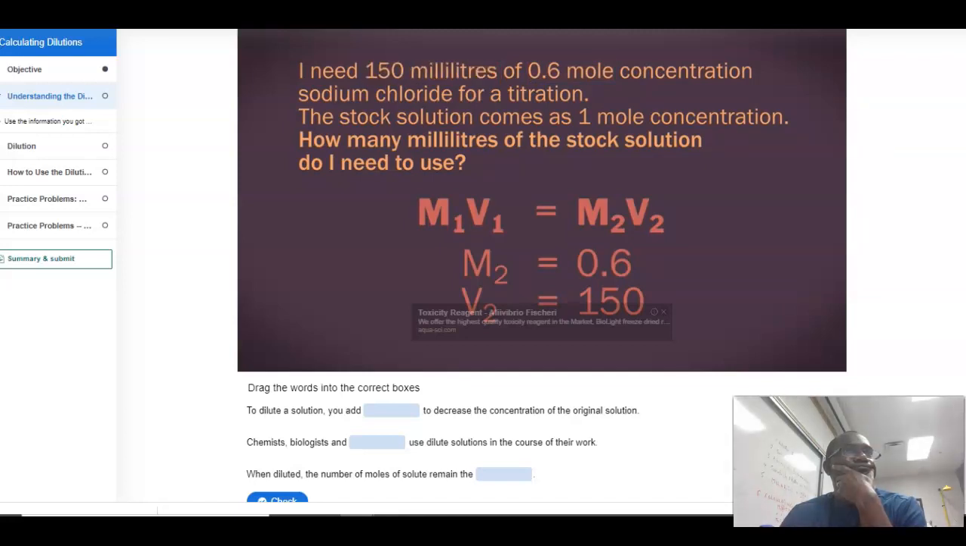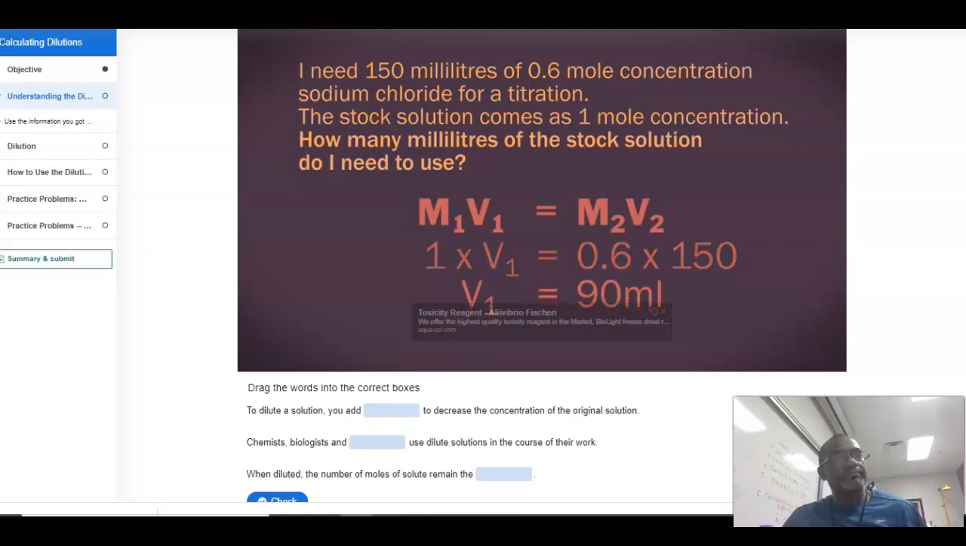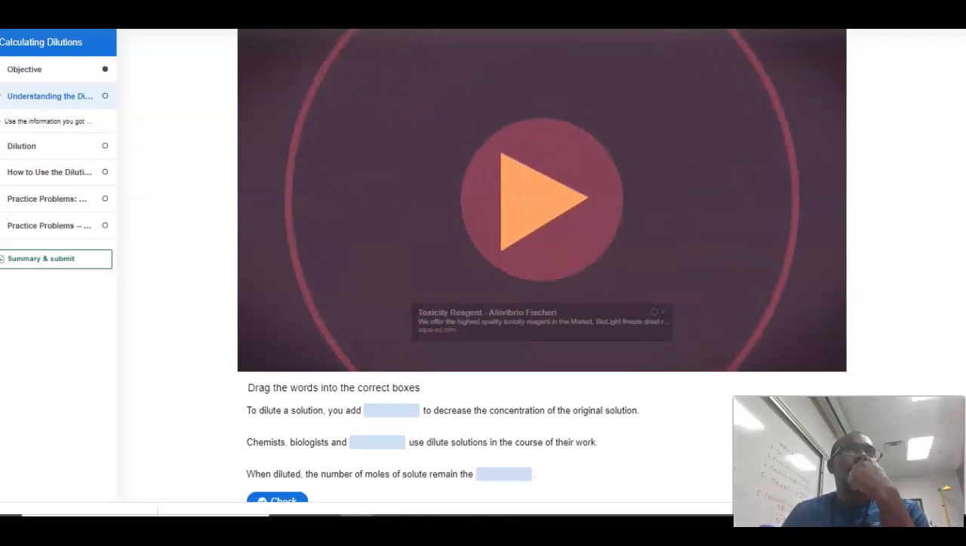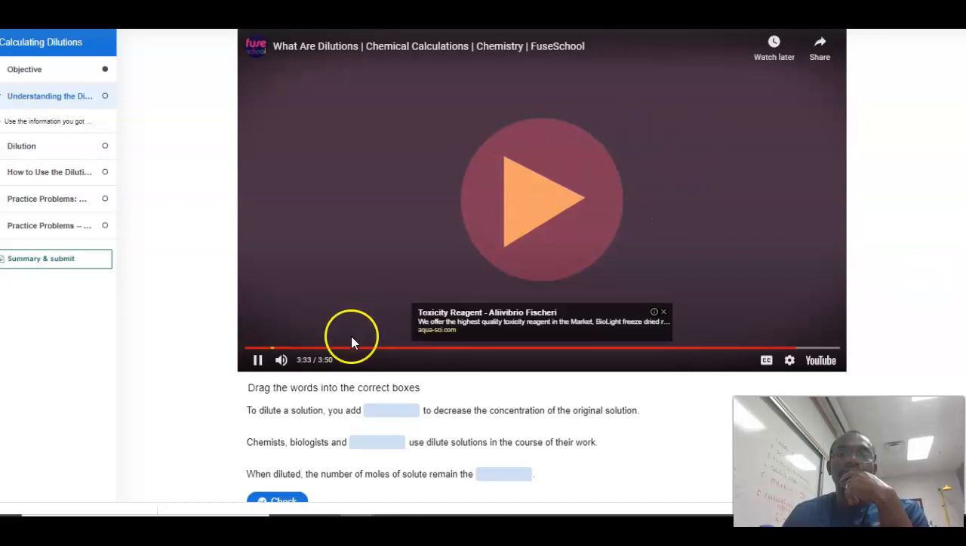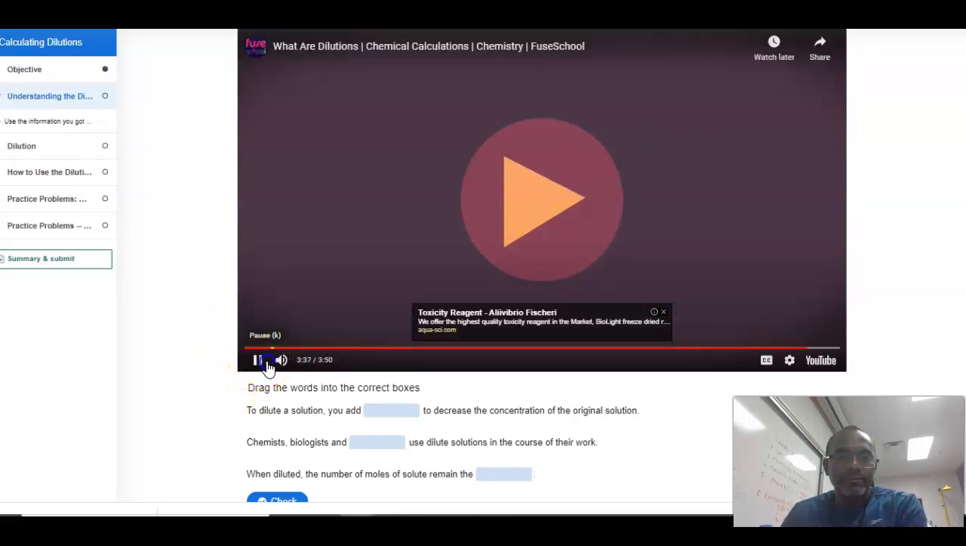Substituting in these values, we get 1 times V1 equals 0.6 times 150. So V1 equals 90 milliliters. That wasn't too tricky, was it? I told you it was a nice and easy equation. Watch the second part of this video to see how to use this equation for serial dilutions. Serial dilutions are just multiple dilutions and are no harder than the example we have just seen.